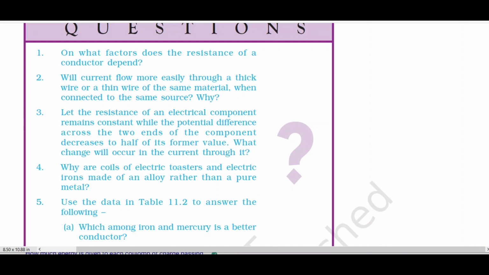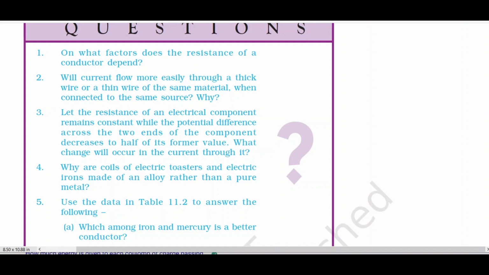Okay, so let's quickly do these questions. On what factors does the resistance of a conductor depend? So it depends on the length of the conductor, on the thickness of the material, on the property of the material itself, and given that temperatures are constant. Will current flow more easily through a thick wire or a thin wire of the same material when connected to the same source? Why? Of course, the current flows more easily through a thick wire. Why? Because the resistance is inversely proportional to the cross section area, right?